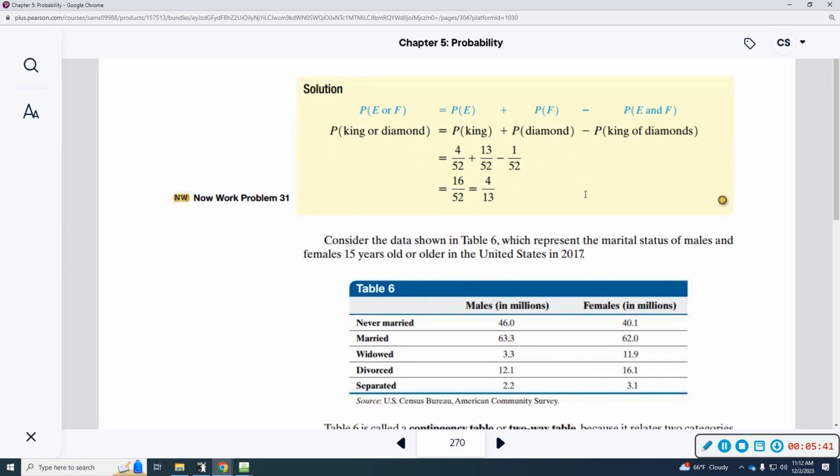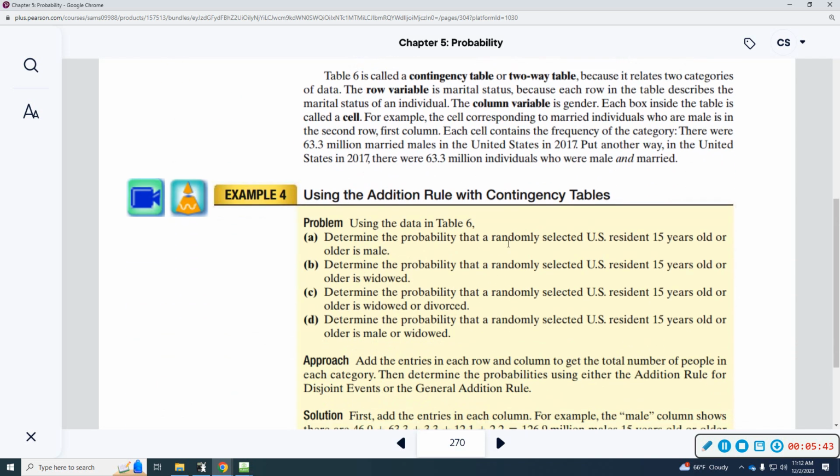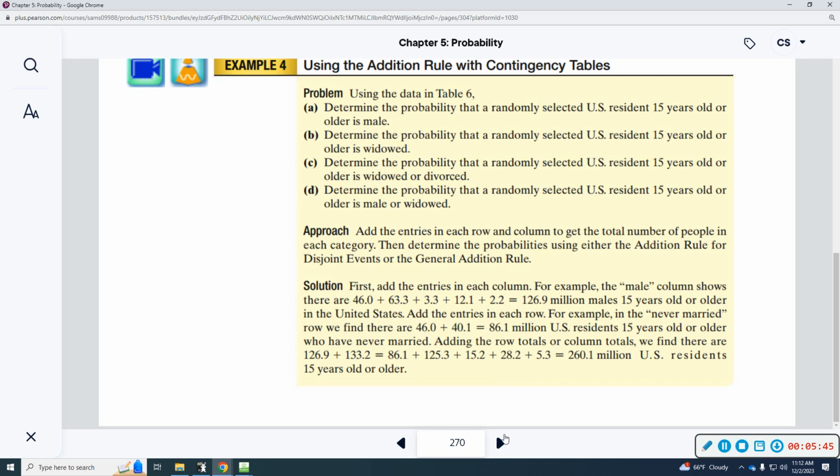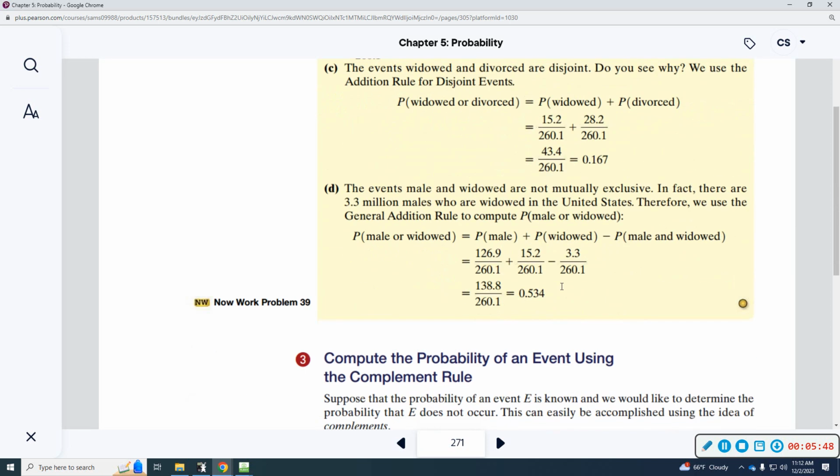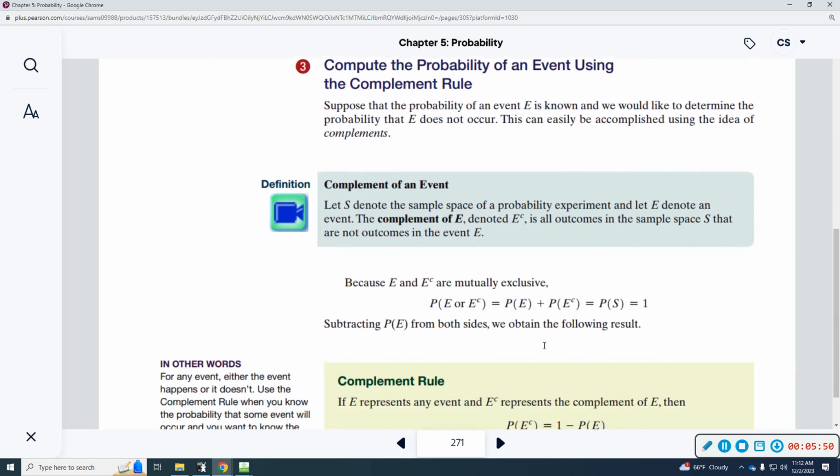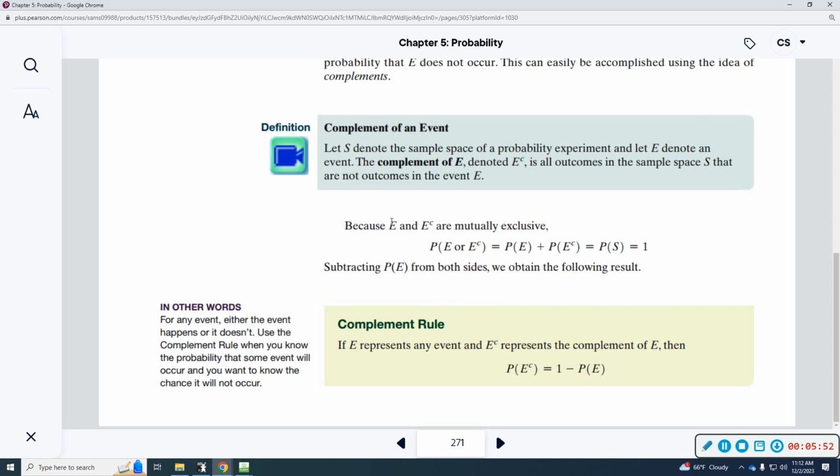So here are some examples using the addition rule. You'll spend some time doing that in my math lab. Okay, so the next one we're going to look at is complement.